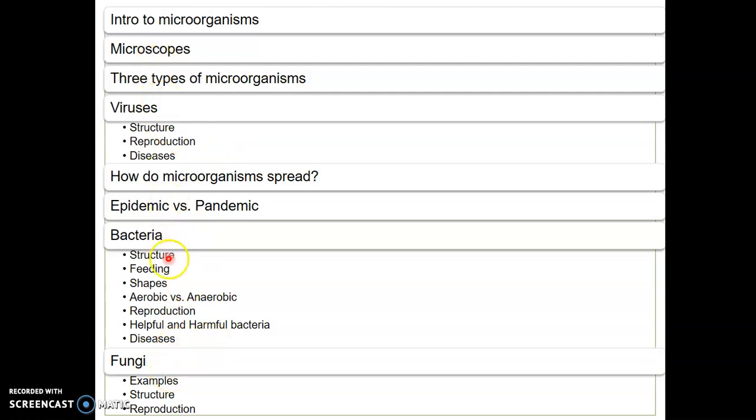Under viruses, bacteria, and fungi, we will look at particular characteristics of these microorganisms, as well as there are two subtopics that we need to look at which are very relevant, which include how do microorganisms spread, as well as what is the difference between an epidemic versus a pandemic.